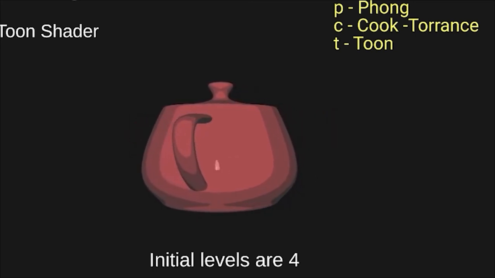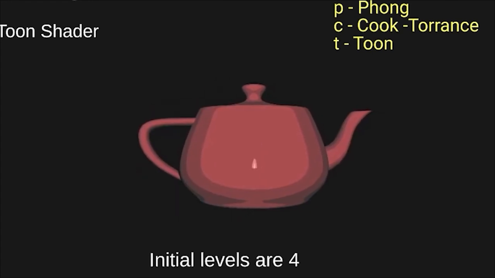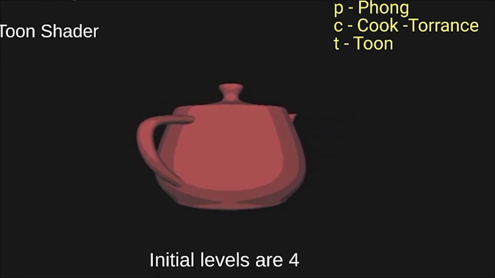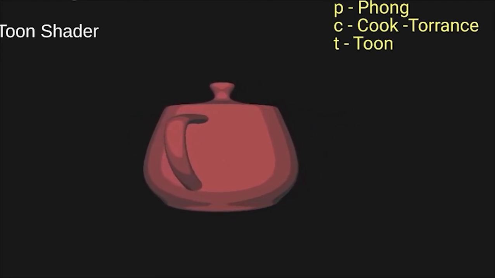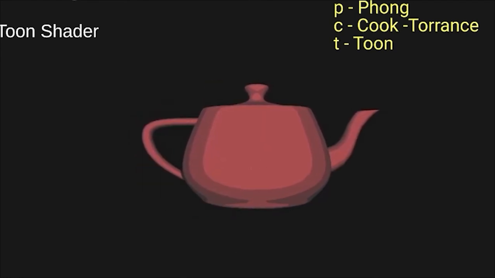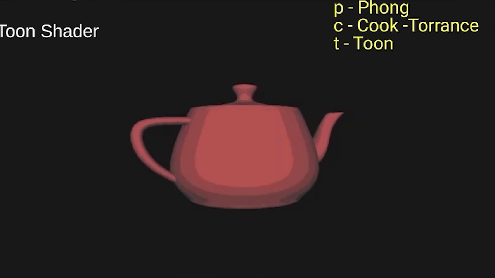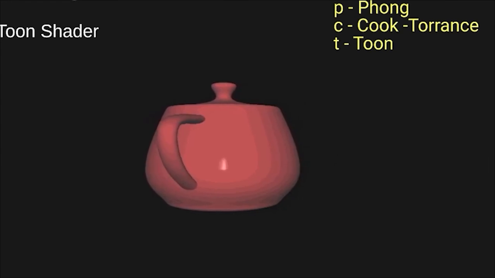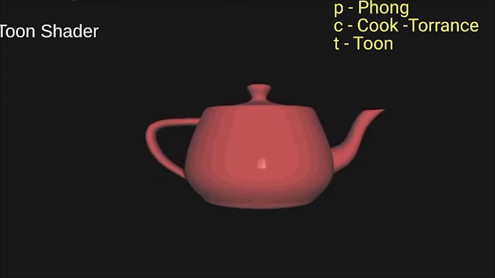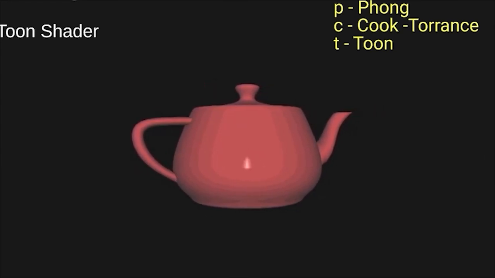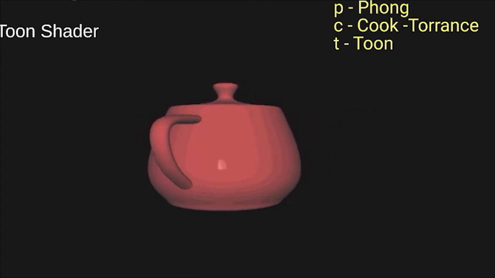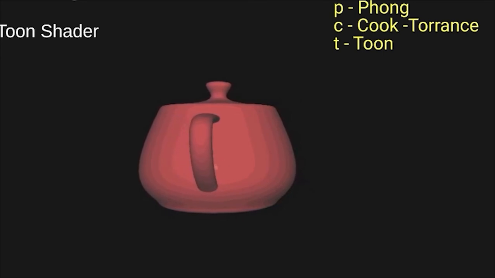Here you can see there are four levels of light. You can increase or decrease those levels. By pressing L, you can increase the levels. Yeah, now you can see there are more levels in the teapot. If you have to decrease the levels, you have to press M. Now you can see the levels are decreasing.